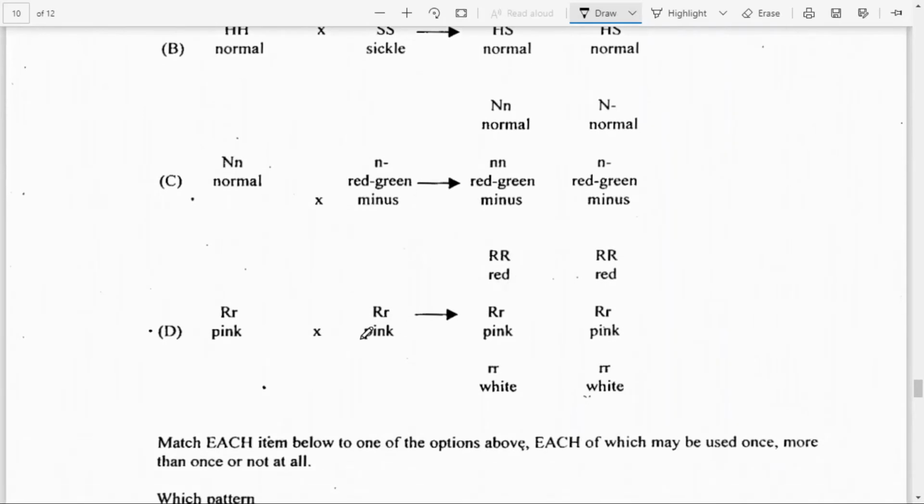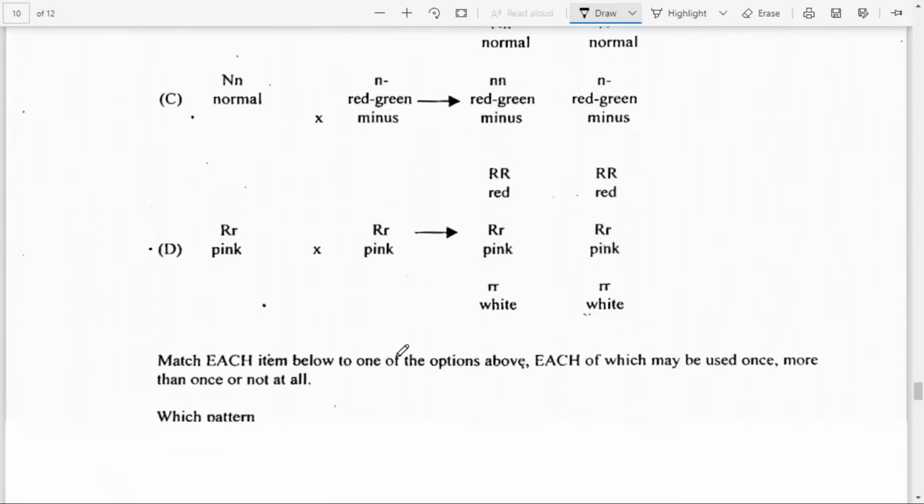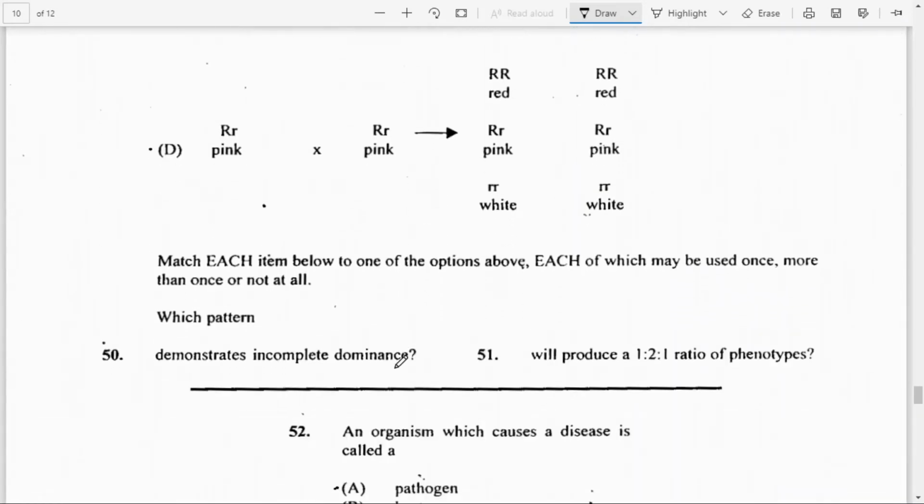But if you look at D, notice big R, small r blends to give you pink. So this is a case of incomplete dominance here. D is the pattern that shows incomplete dominance.